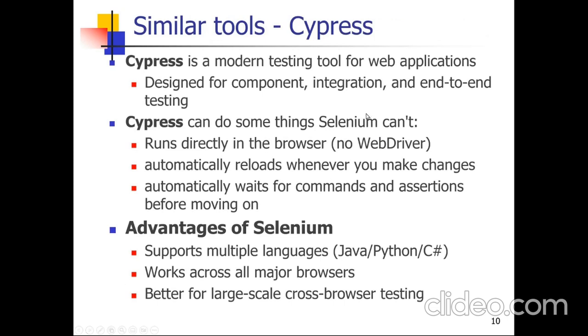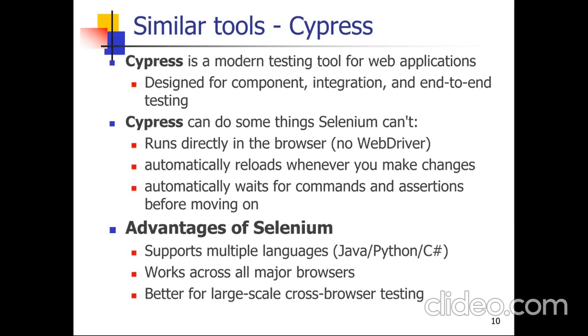And here's another tool I found similar to Selenium. It's called Cypress. It's a modern testing tool for web applications. It's automatic too. It's designed for component integration and end-to-end testing. It can do something Selenium can do, like run directly in the browser, so you don't need to download a web driver, so you don't need to worry about using different web browsers, Chrome, Firefox, Edge. You don't need to download specific ones for each one. And it automatically reloads whenever you make changes.